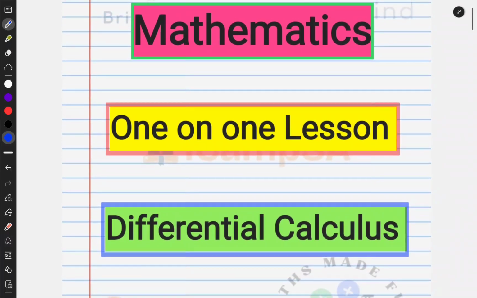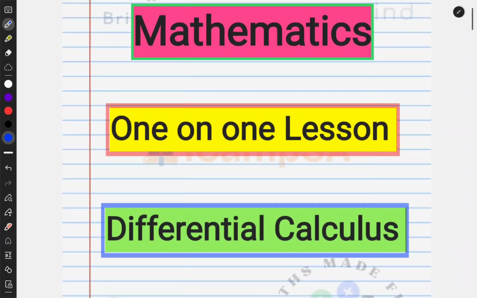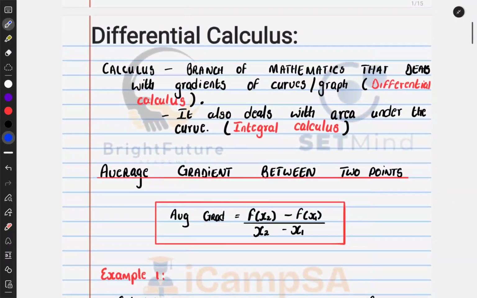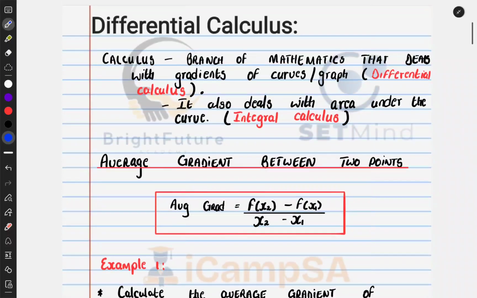This will be on differential calculus. Okay, so what is calculus? Calculus is a branch of mathematics that deals with gradients of curves or graphs, and in particular that is what we call differential calculus. So calculus has two branches.